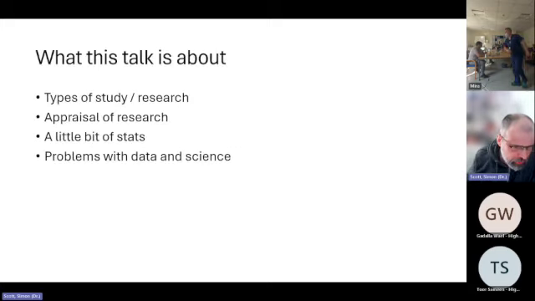So what's this talk all about? What I was going to try and cover in this brief conversation was, what are the types of study and research available in biomedical sciences? How one might appraise research. Everyone always asks, how do you read a paper? How do you appraise a paper? So I'm going to give a quick overview of that. A little bit about stats and the problems that we see in published data, and problems with data and science generally.